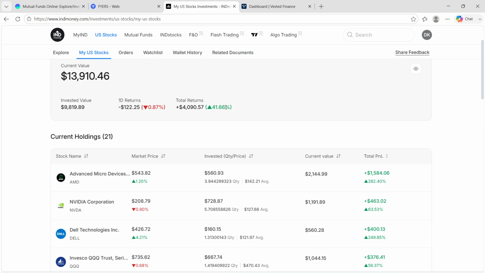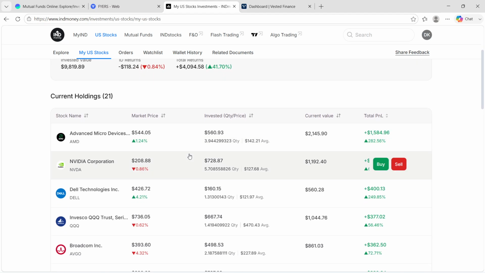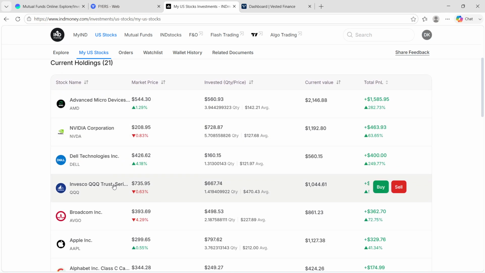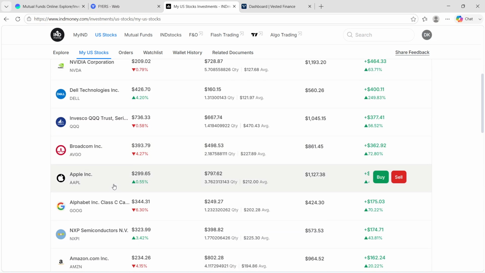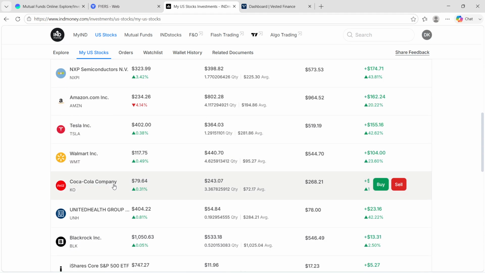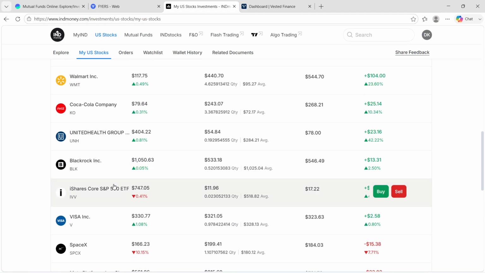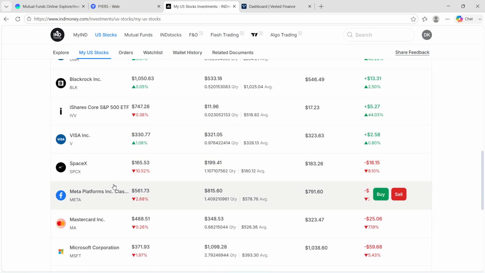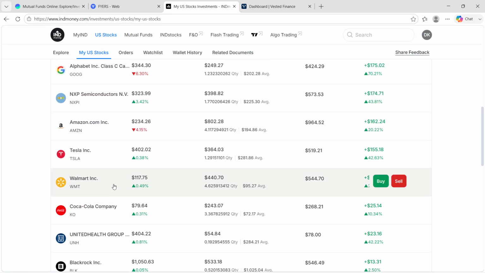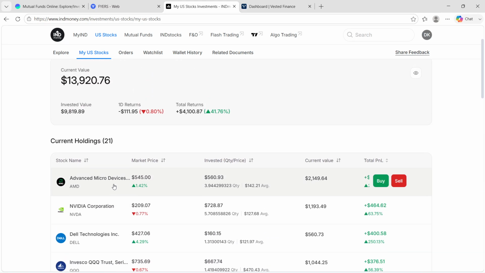Actually, it is around this percentage, and you can see these are the US stocks holdings which we read about and see every day in the news. Everything is familiar to us. Only those stocks are invested in. These are known names for everyone. Yeah, this is all about the US investment in INDmoney.